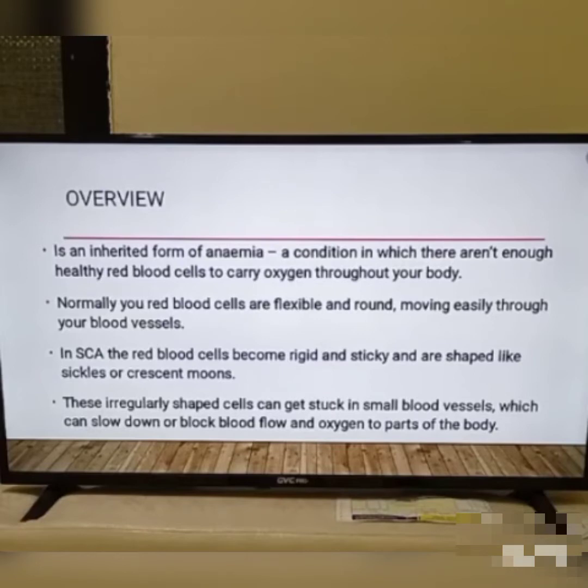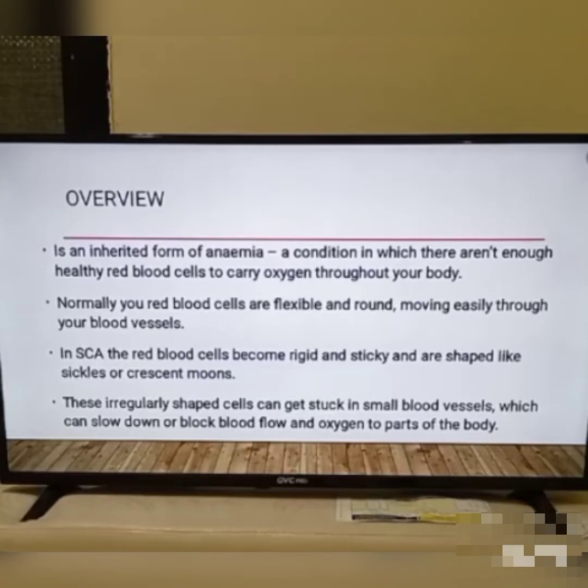And under normal circumstances, your red blood cells are flexible and round, and they move easily through your blood vessels. But in sickle cell anemia, the blood cells become rigid and sticky, and they look like a sickle. Sickle is that tool that I used to harvest wheat. In the village, we have it in Africa. We used to pluck mangoes and stuff off trees.